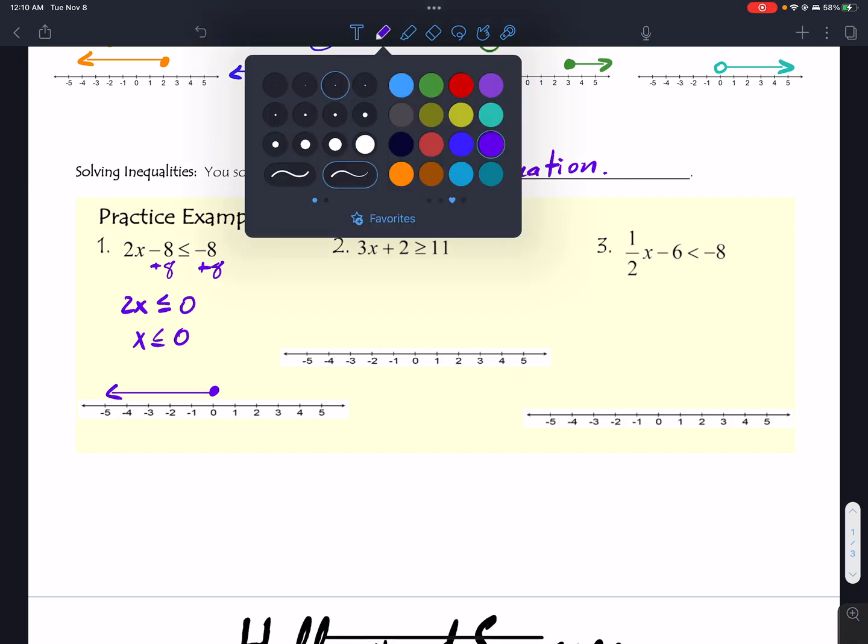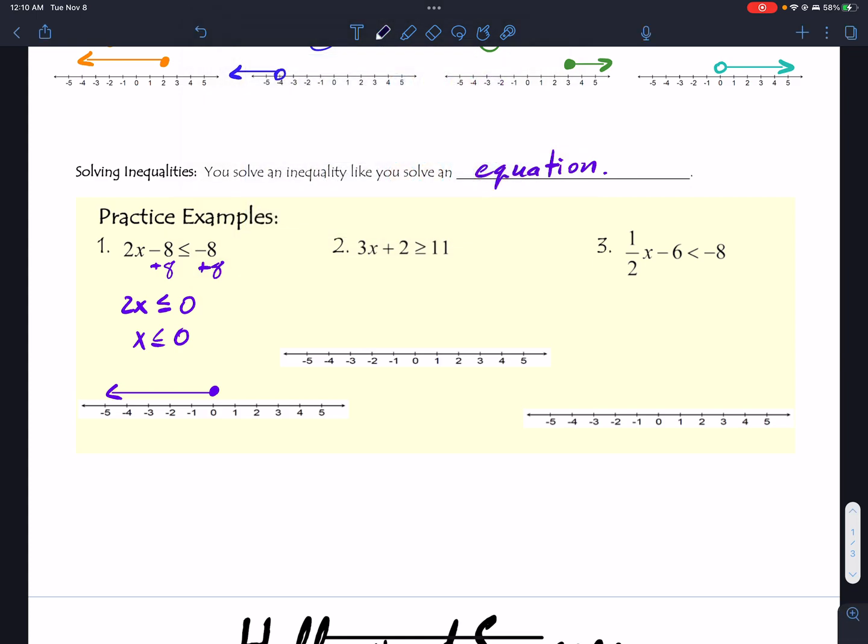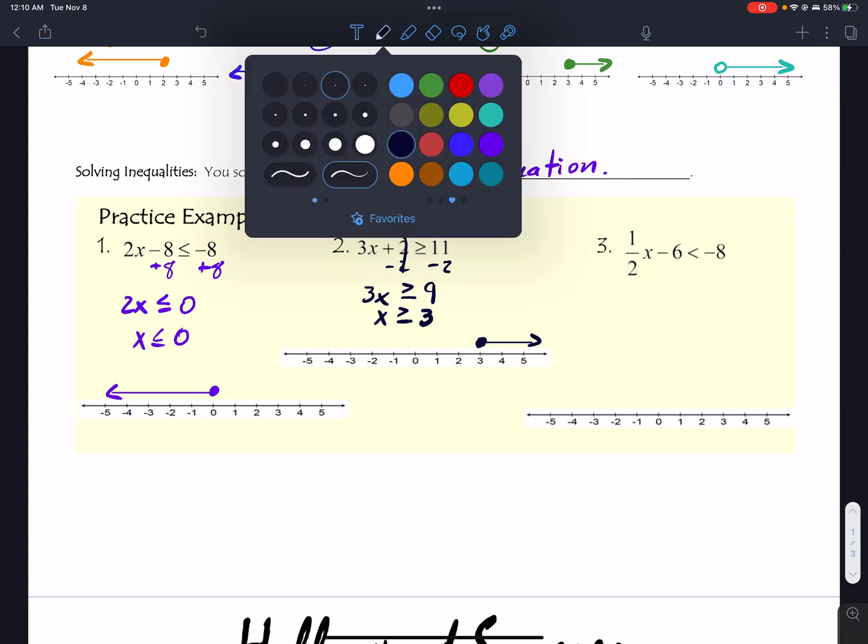All right, moving on to the next one. Here I've got a plus 2. That means I'm going to subtract 2 from both sides. That gives me 3x is greater than or equal to 11 minus 2, which is 9. And then I divide. 9 divided by 3 is 3. And now I've got a closed dot at 3. And the arrow is going to the right because x is every number greater than 3. That means 3.001 would work. 3.001 would make this inequality true if I plugged it in.